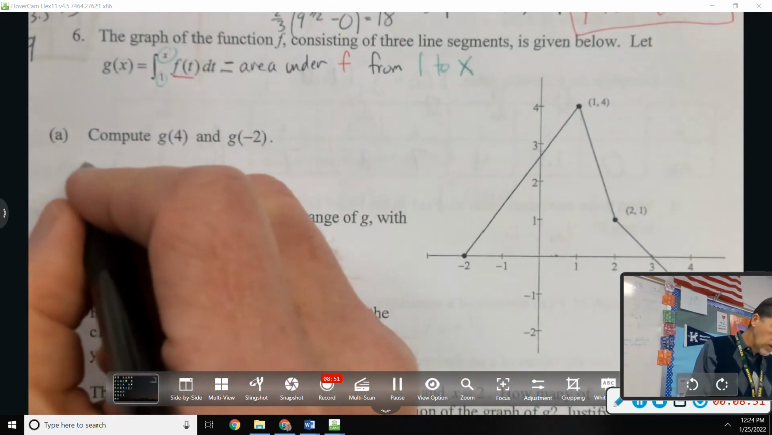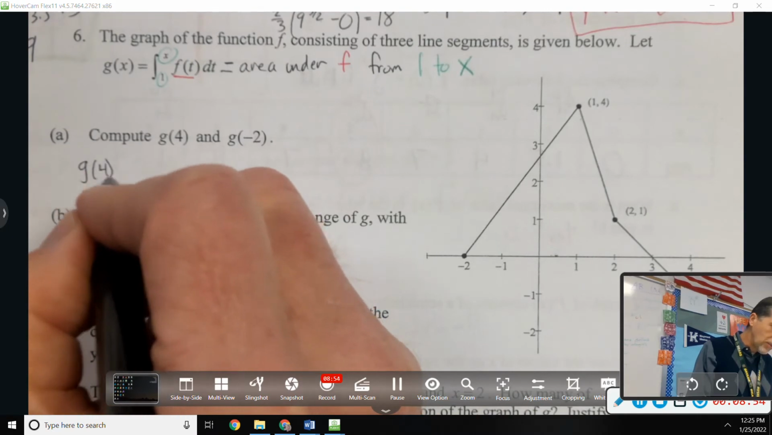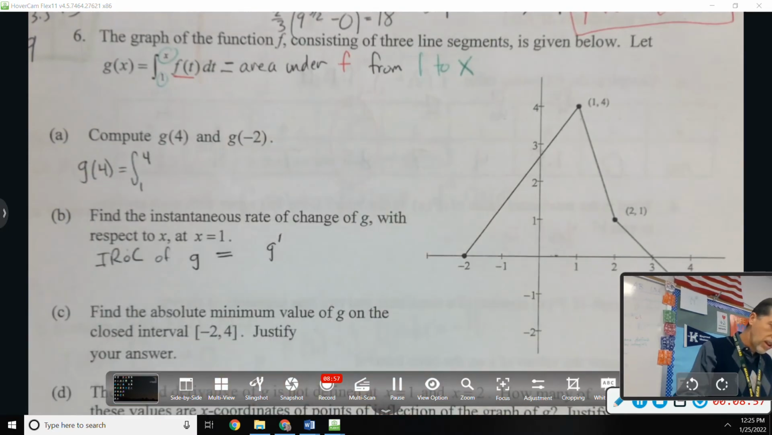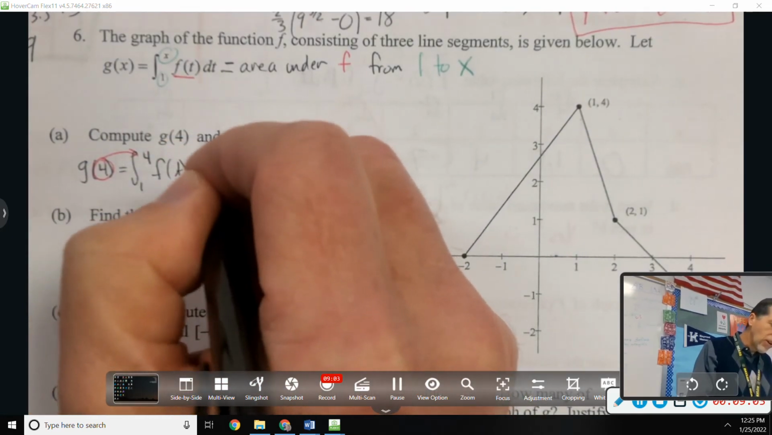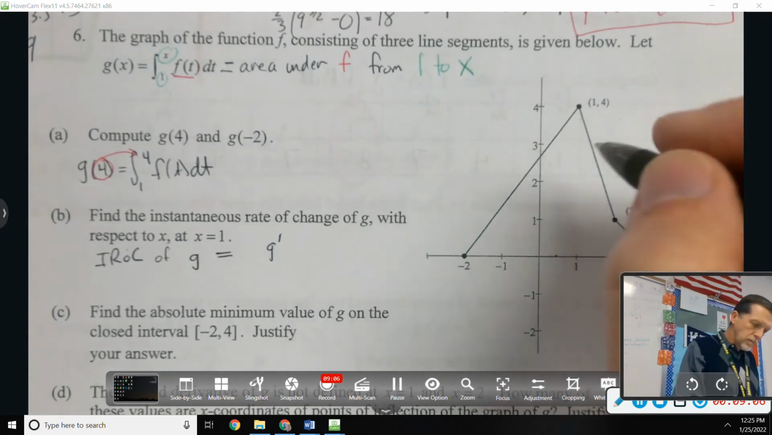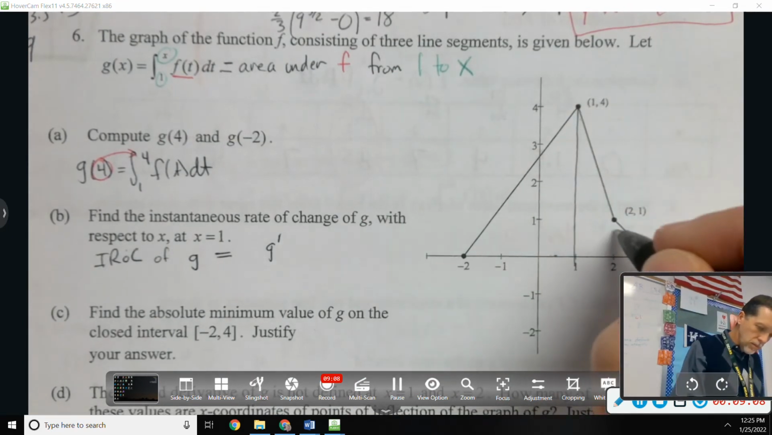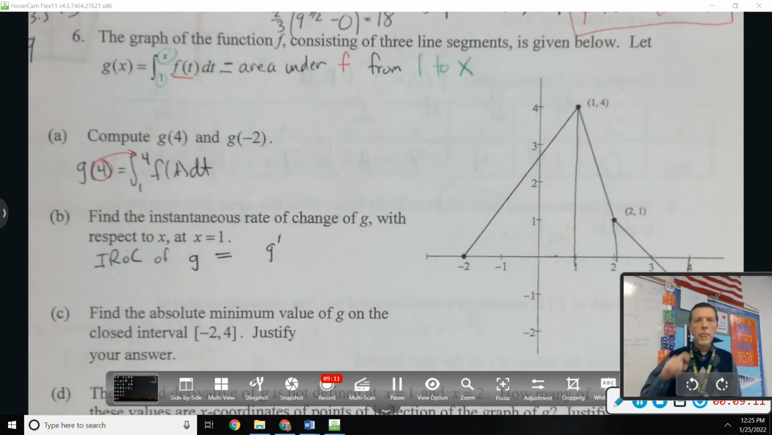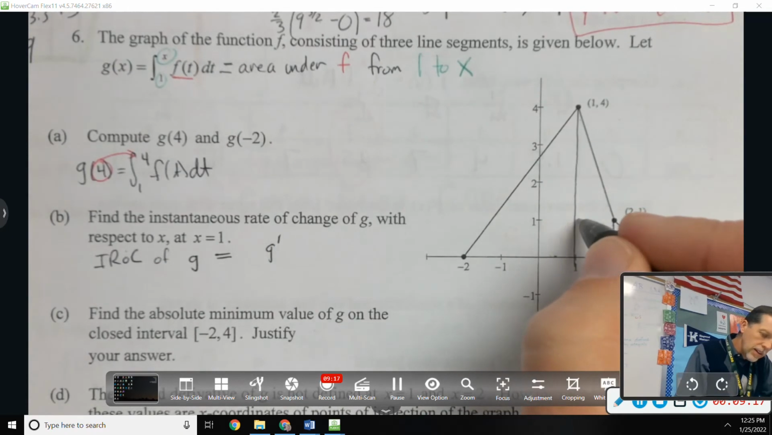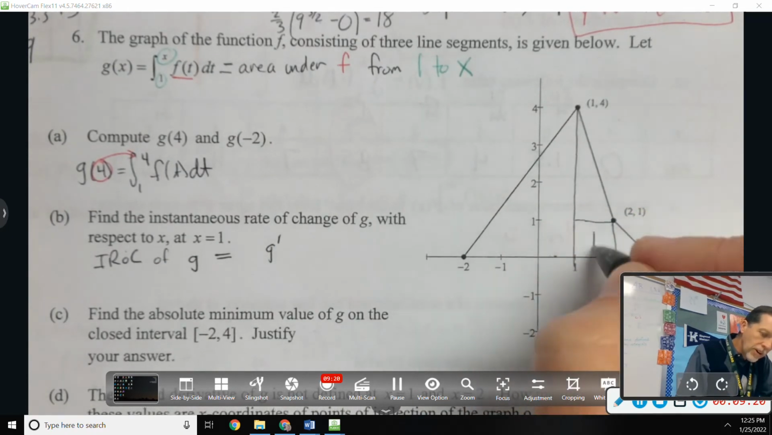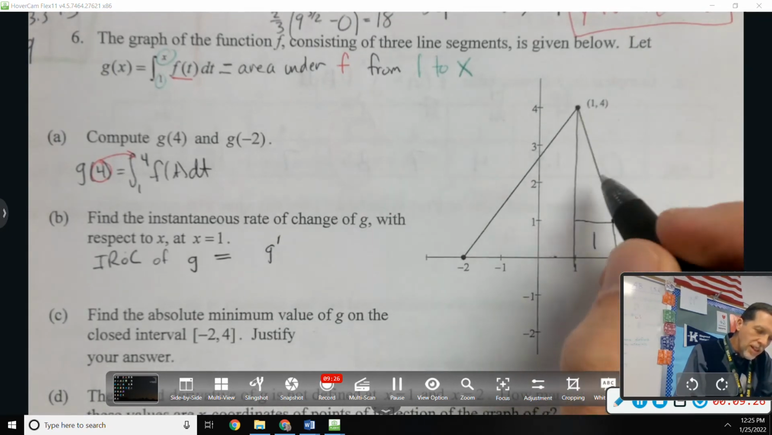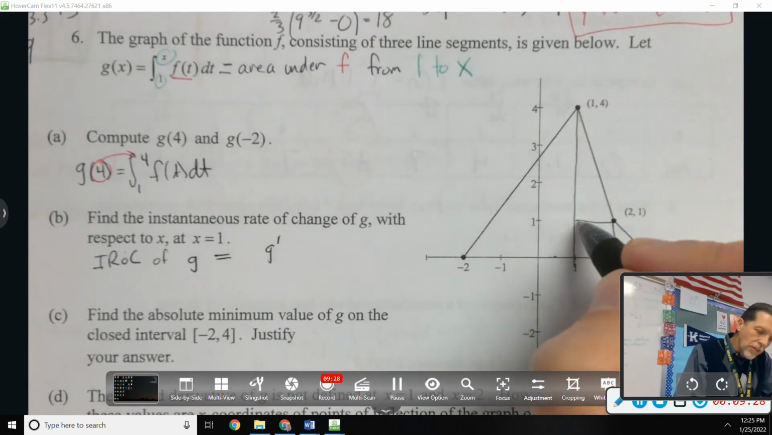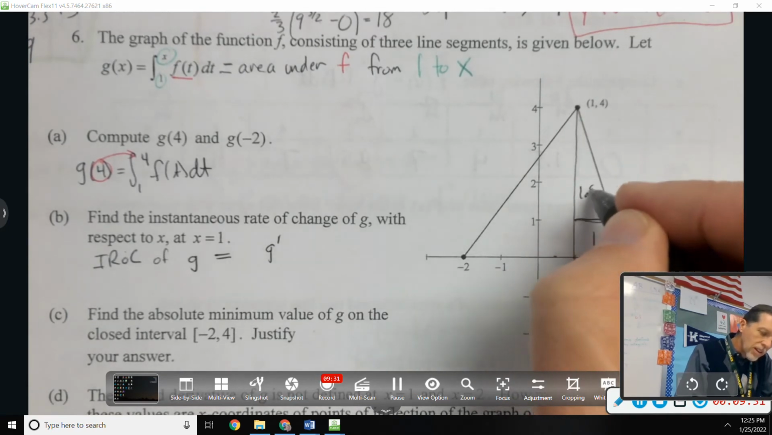Compute g of 4. Okay, we'll have an expression for g, so I'll just plug in 4. So that's the area under f from 1 to 4. So let's see here. I don't really want to do trapezoids. I'd rather do a square and a triangle. So 1/2 base times height. That height is 3. Be careful, the triangle height is 3. So that area is 1.5.